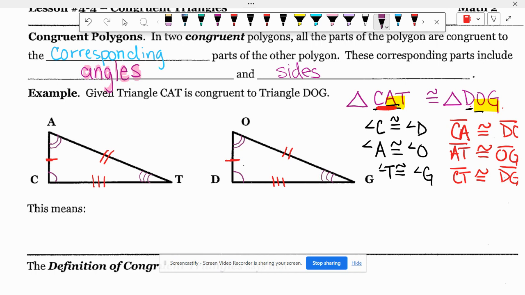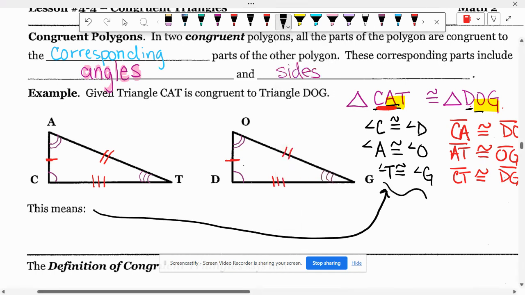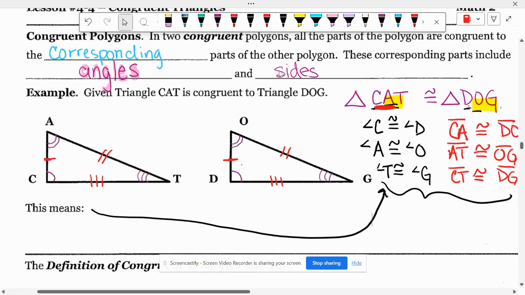Okay. So these are all of the pieces. Where it says this means, that's what this is. This means that these are all of the corresponding parts that are congruent to each other. If you have two congruent polygons, their corresponding parts are congruent.